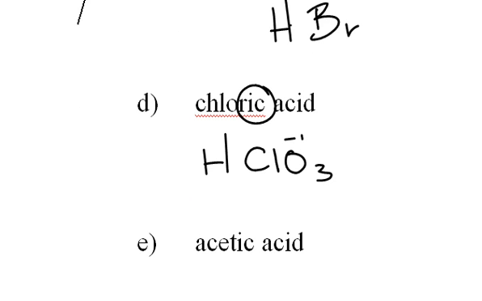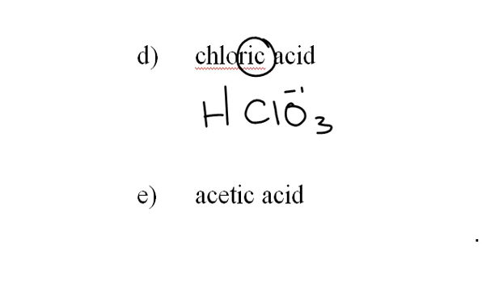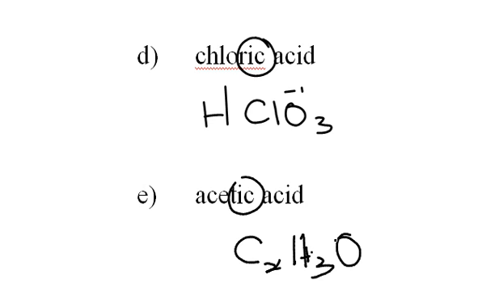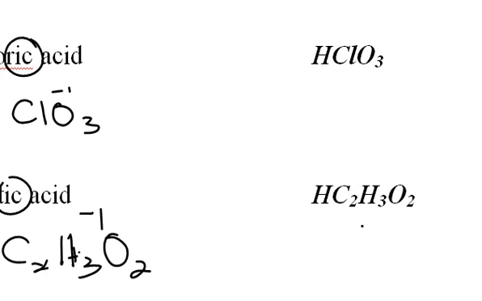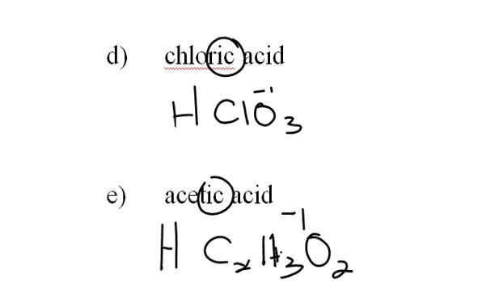Acetic acid. Well, make sure you know your polyatomic for acetate because we have the ic ending. So acetate is C2H3O2, and that all has a -1 charge. So that means we have HC2H3O2, which is that. My pen isn't working very well.